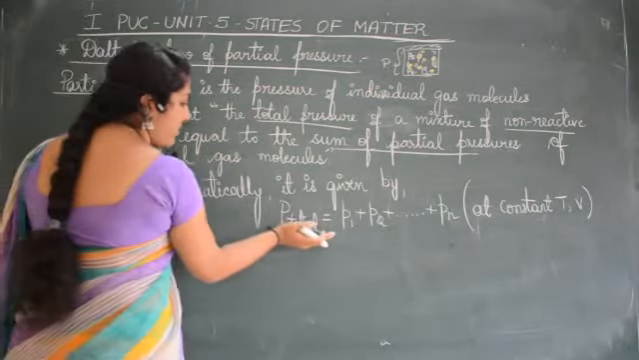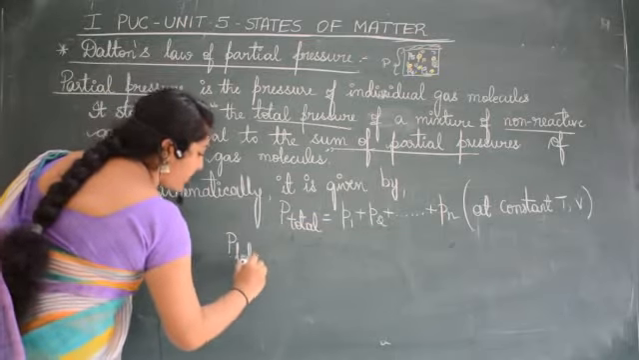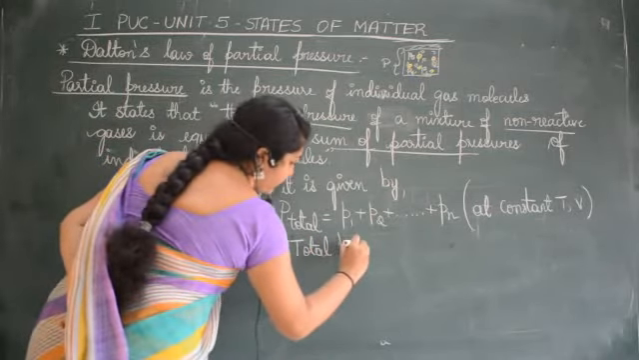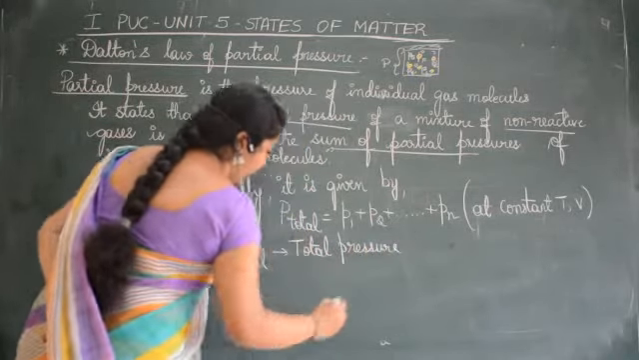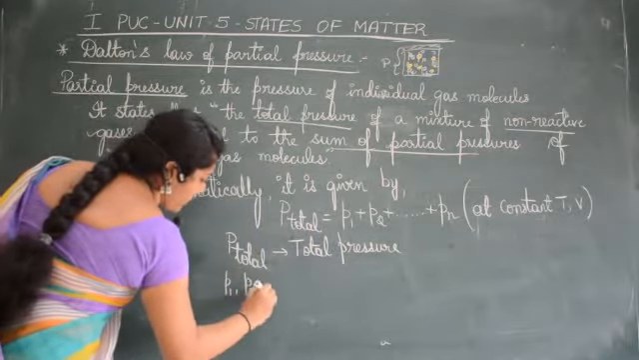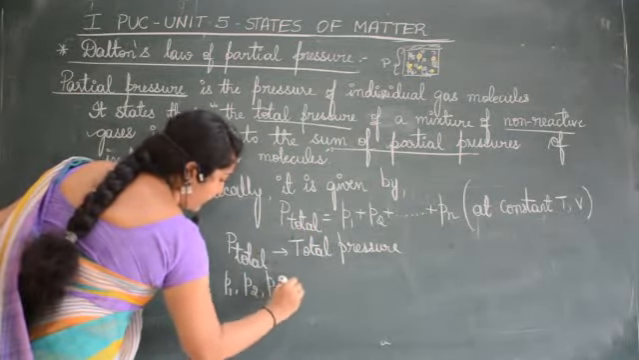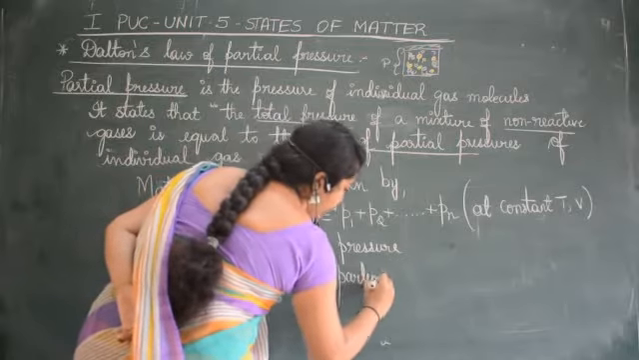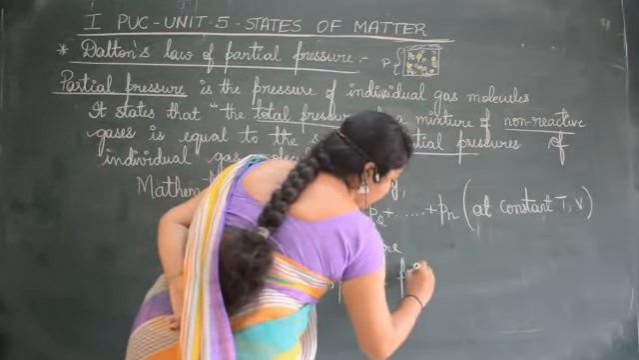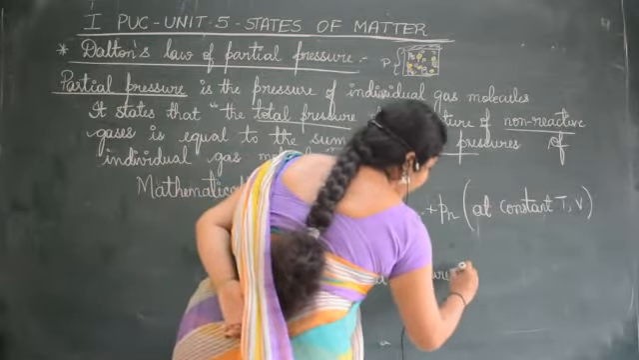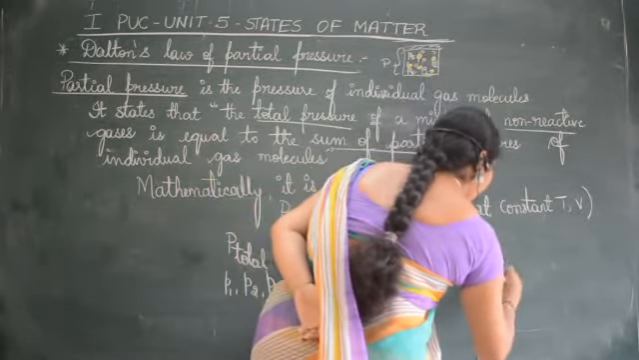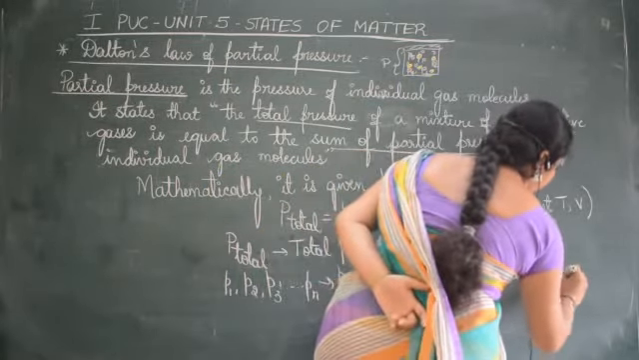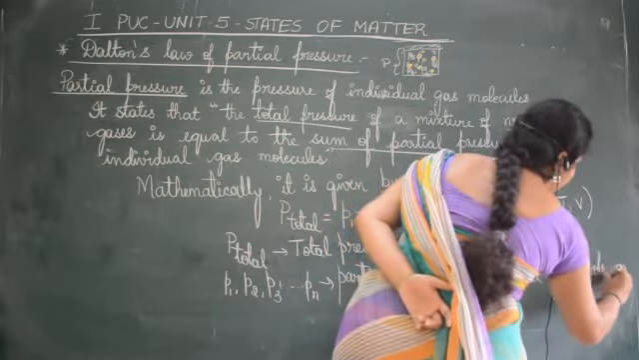Okay. So P total means total pressure, and P1, P2, P3, up to Pn are partial pressures of individual gas molecules.